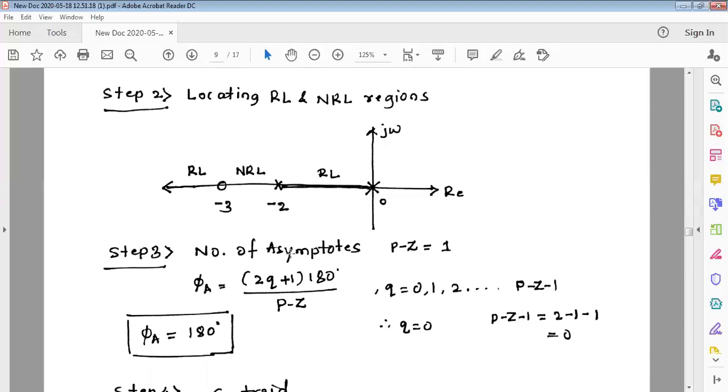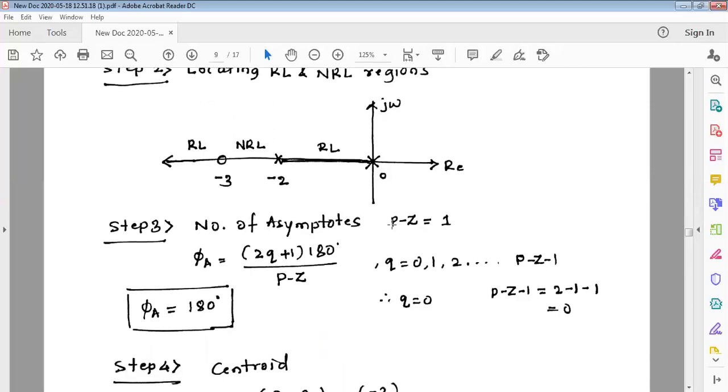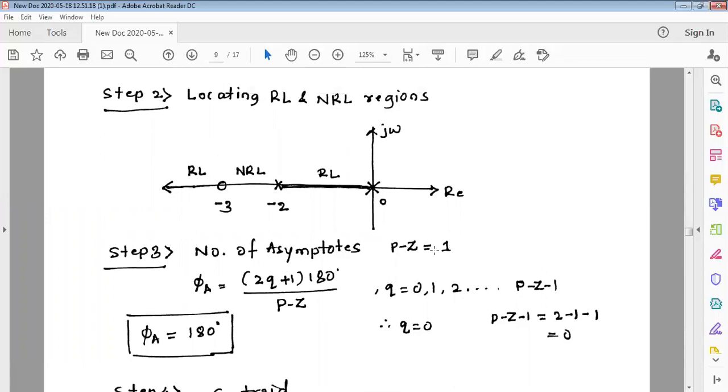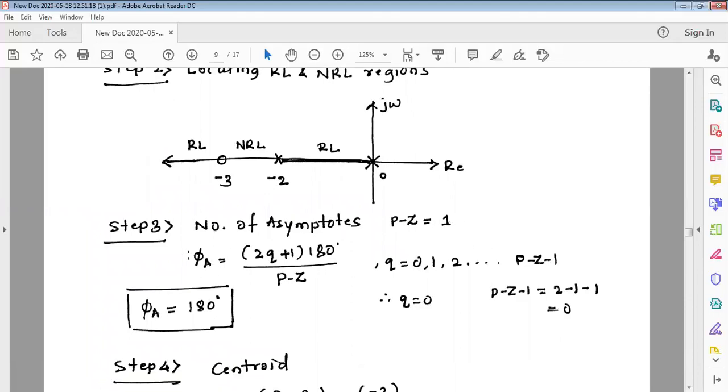Next, move on to step 3. The number of asymptotes is given as P minus Z, which is equal to 1. Two poles are there and 1 zero. So therefore, the number of asymptotes will be 1. Now, what is the angle of that? We have the formula: phi A, the asymptotic angle, is given as (2q + 1) 180 degrees divided by (P minus Z), where q varies from 0, 1, 2 up to P minus Z minus 1. So that is 1 minus 1, which is 0. q is 0. If I substitute q equal to 0 here, I'll get 180 degrees divided by 1.